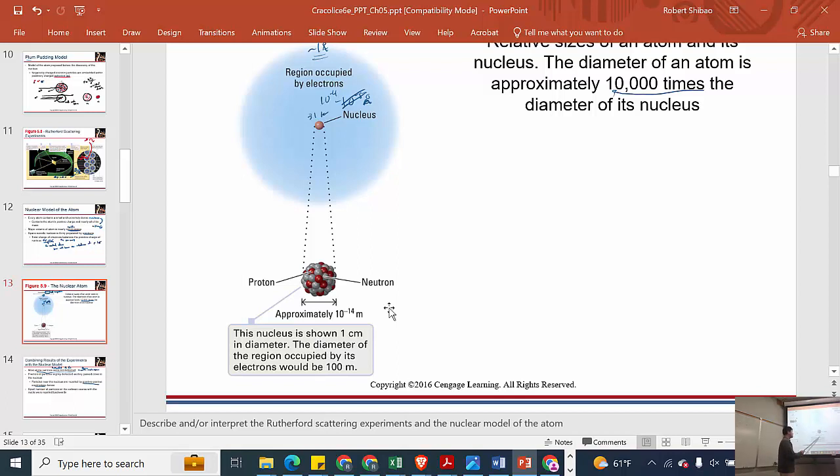This is why the density is so high. The nucleus contains most of the mass; all the protons and neutrons are contained within the nucleus. The electrons don't weigh much, roughly 2,000 times lighter. And so all the mass is contained in this tiny volume. Most of the atom is empty space.